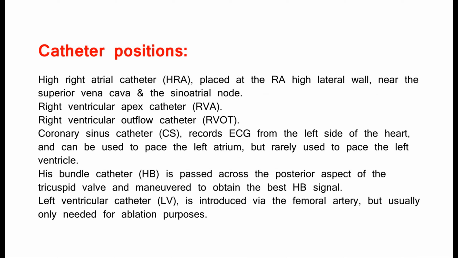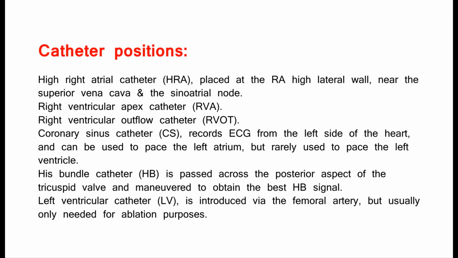Catheter positions. High right atrial catheter, HRA, placed at the RA high lateral wall, near the superior vena cava and the sinoatrial node. Right ventricular apex catheter, RVA. Right ventricular outflow catheter, RVOT. Coronary sinus catheter, CS, records ECG from the left side of the heart, and can be used to pace the left atrium, but rarely used to pace the left ventricle.